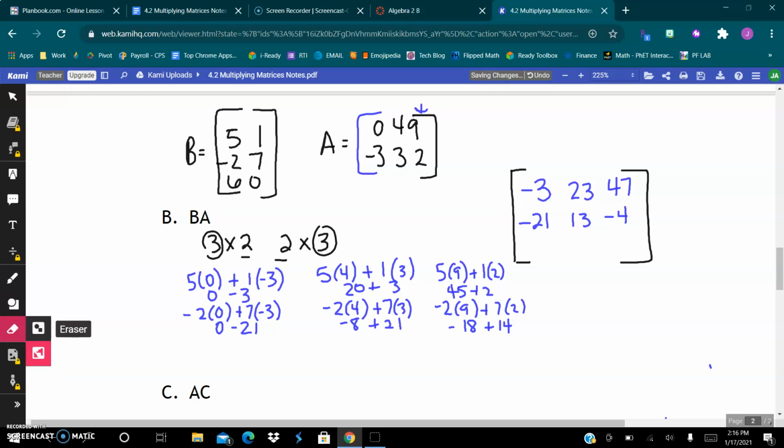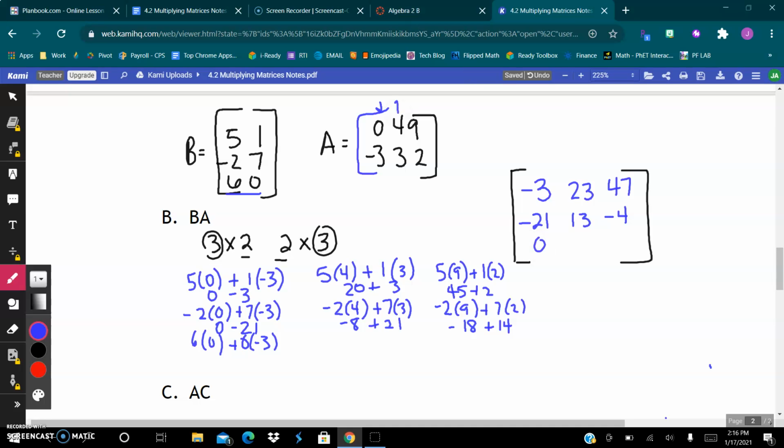And then we're going to slide down to the last row and then first column again. So 6 times 0 and 0 times -3. So that's all going to be zeros. So that will be a 0. Middle column, we'd have 6 times 4 plus 0 times 3. So that's 24 plus 0. So that would be a 24.